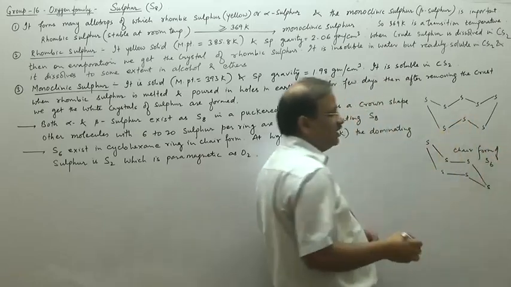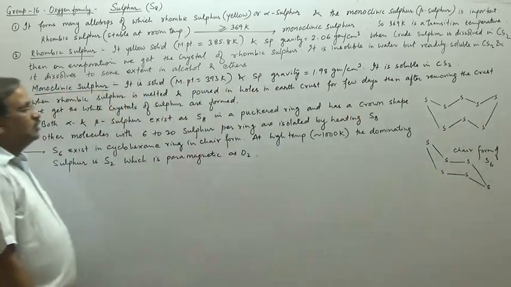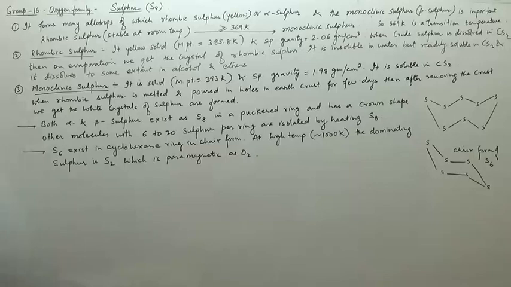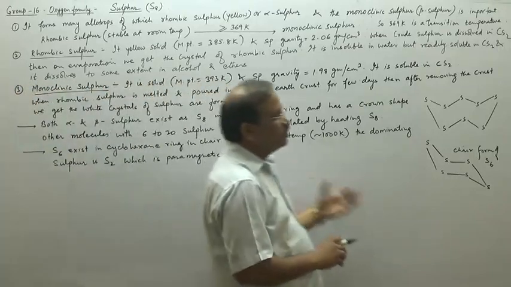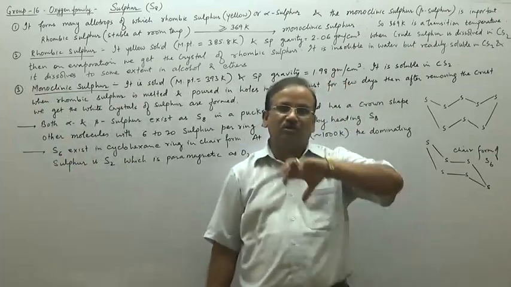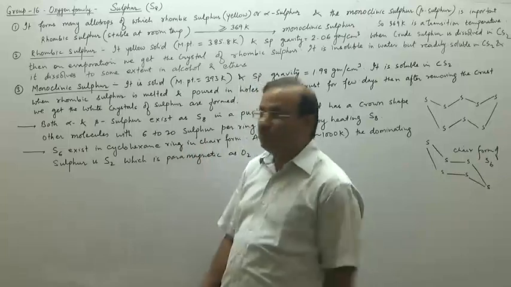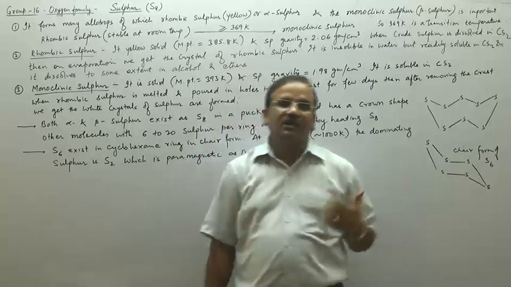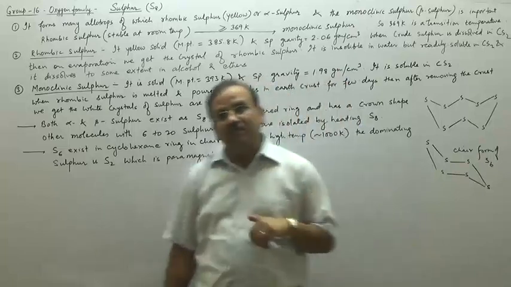And this is S8, a crown shape. So that is how we can write about the monoclinic sulfur, and the rhombic sulfur is the information about how rhombic sulfur is converted into monoclinic sulfur when it is heated at 369 Kelvin, that is the transition temperature.